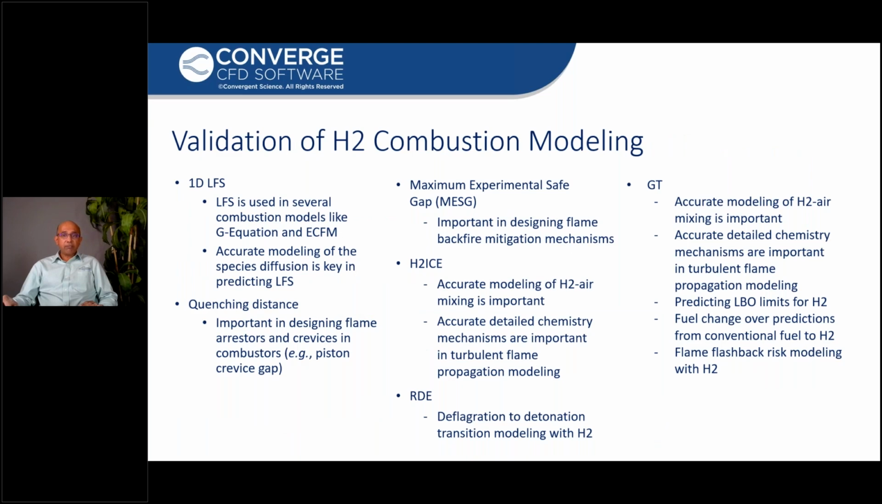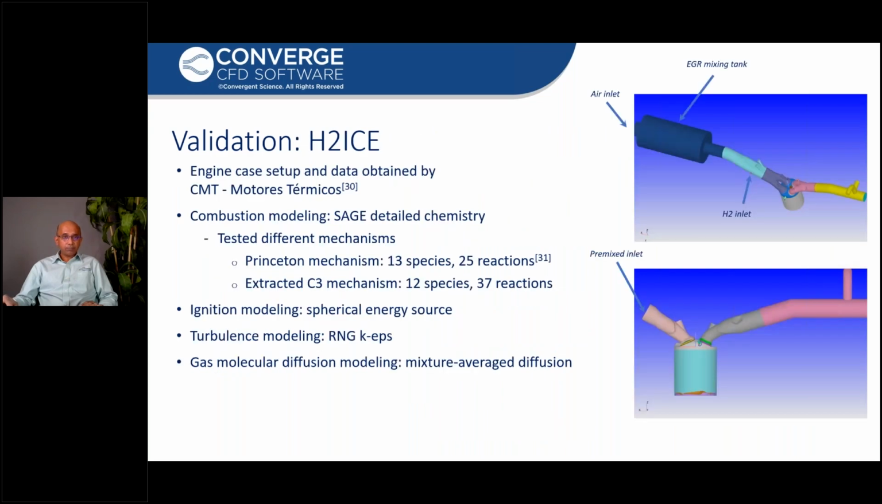Now we move on to the final part of our webinar, where we get to see some of the validation work on hydrogen combustion using CONVERGE. Convergent Science has conducted fundamental validation work on hydrogen combustion like laminar flame speed, quenching distance, and maximum experimental safe gap. Due to the time restrictions, I'm not going to show these today, but they are available for you to download from our website with our hydrogen combustion training slides. I chose to show some application-specific validation work to you today. They range from ICE engines to micro gas turbines to rotating detonation engines.